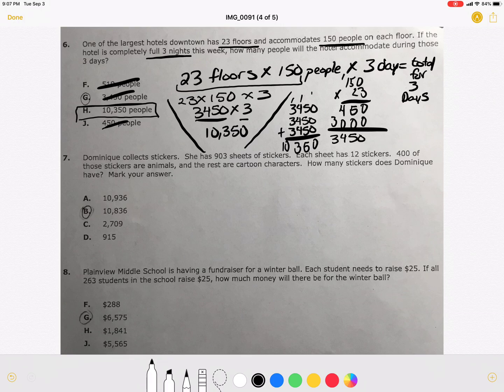Dominique collects stickers. She has 903 sheets of stickers. Each sheet has 12 stickers. 400 of those stickers are animals, and the rest are cartoon characters. How many stickers does Dominique have? Mark your answer.